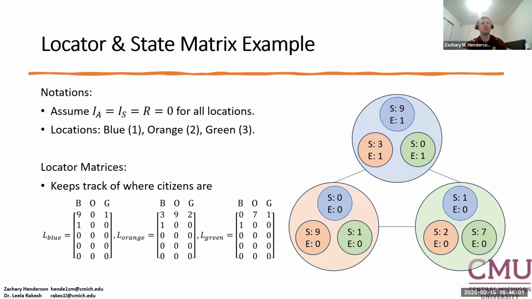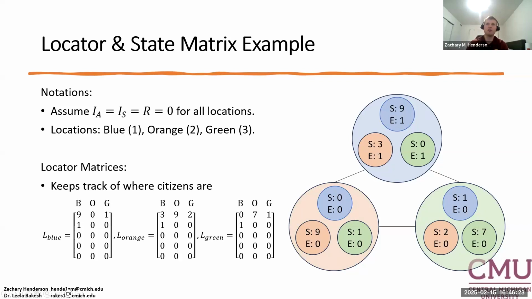So the next idea is that we have a set of locator matrices. There's going to be one locator matrix for each population, and it keeps track of where its citizens are at. So what this is saying is the blue locator matrix, also blue, says where are my citizens of blue? We'll look at what citizens of blue are currently in blue, currently in orange, and currently in green.